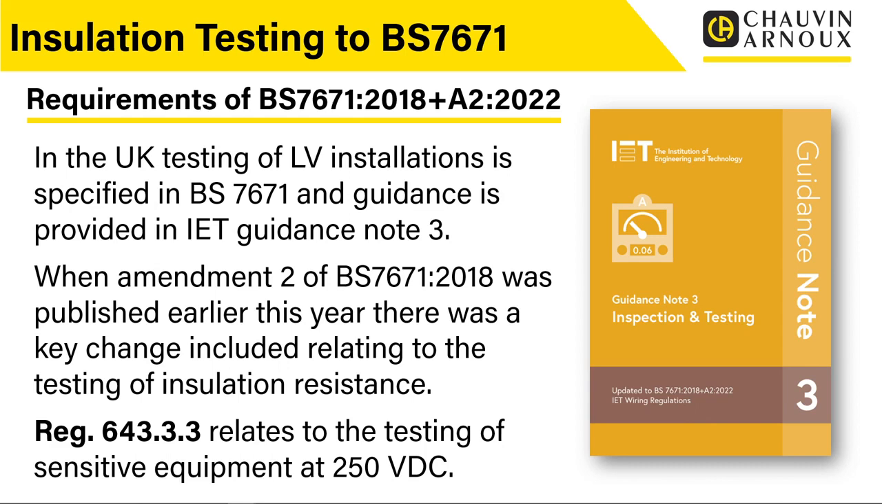So in the UK, testing of low voltage installations is specified within BS7671, and guidance is provided within IET Guidance Note 3, and you can see a picture there of IET Guidance Note 3. That's really where we get all of our information from when we're looking at how to test this type of electrical installation. Now, when Amendment 2 of BS7671 2018 was published earlier this year, there was a key change included relating to the testing of insulation resistance.